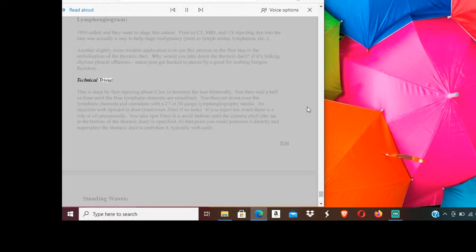Technical trivia. This is done by first injecting about 0.5 cubic centimeters in between the toes bilaterally. You then wait half an hour until the blue lymphatic channels are visualized. You then cut down over the lymphatic channels and cannulate with a 27 or 30 gauge lymphangiography needle. An injection with Ethiodol is done, maximum 20 milliliters if no leak. If you inject too much there is a risk of oil pneumonitis.